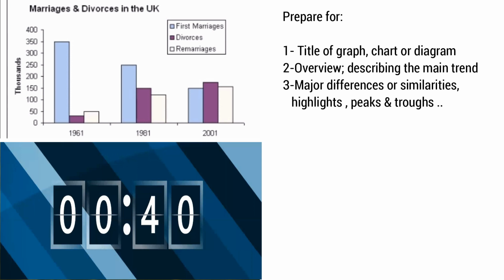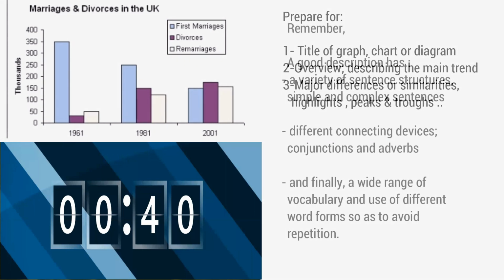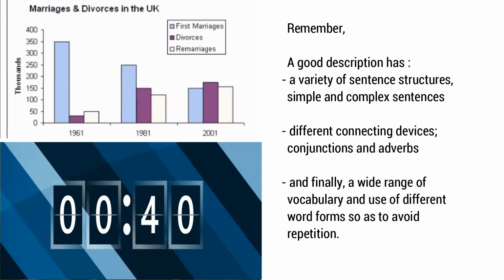really stands out. We must remember to use a wide range of sentences, simple and complex. Our complex sentences could include adverbial clauses, adjective clauses, or noun clauses, along with transition words. Those are words which connect the sentences logically, and of course a wide range of vocabulary using different word forms and so on to present a reasonably good description.